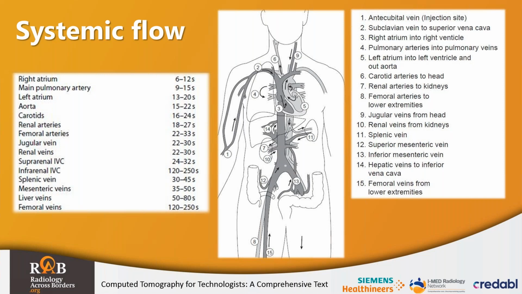In saying that, it's a good idea to have an understanding of rough timeframes of where contrast will be at what time. So main pulmonary artery, 9 to 15 seconds. In the aorta, from 15 to 22 seconds. The carotid, 16 to 24. Femoral arteries, 22 to 33.